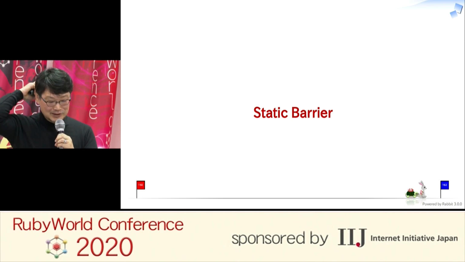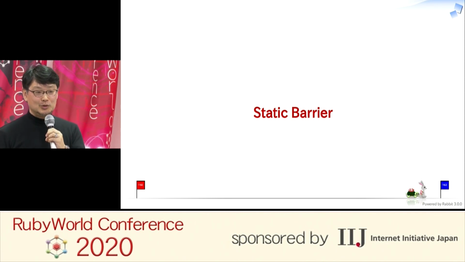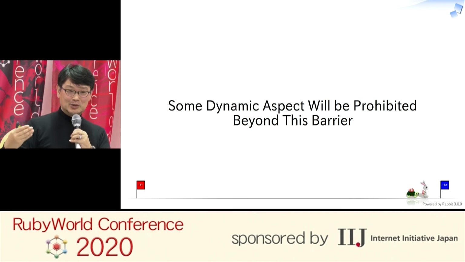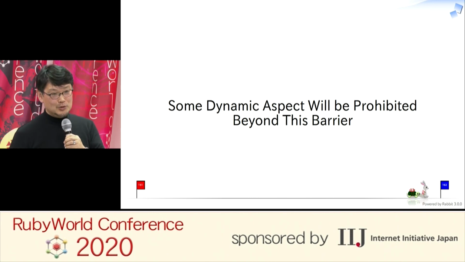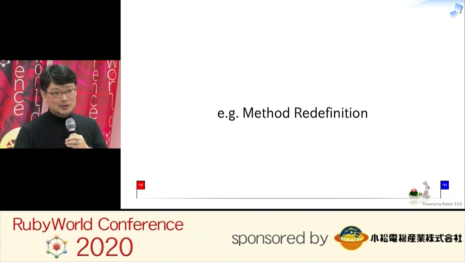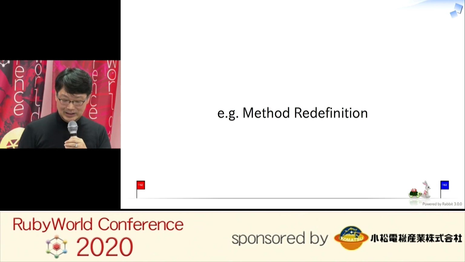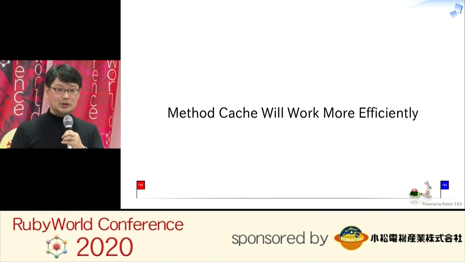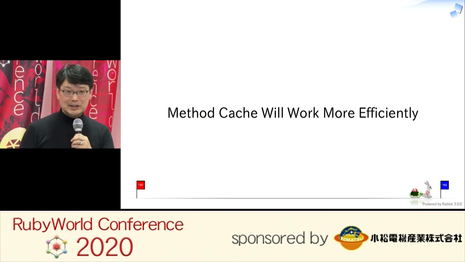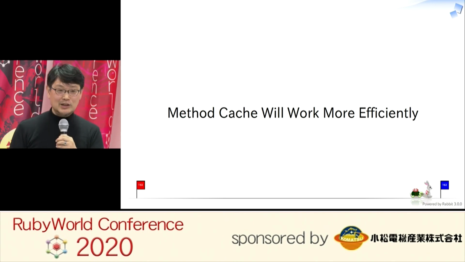It is still a very early stage, but we are thinking of having a static barrier. Beyond that barrier, the dynamic aspect of Ruby will be limited so that we can have faster processing. Like method redefinition is not available beyond the barrier. And method caching and other caching will work more efficiently.